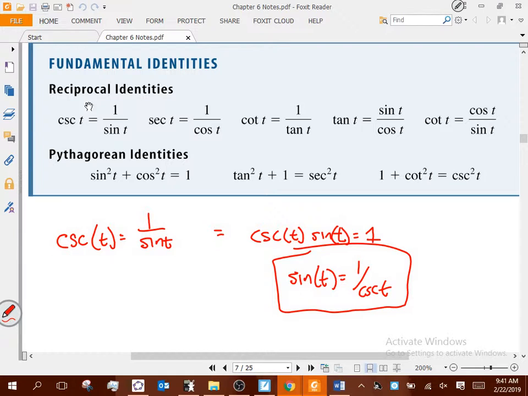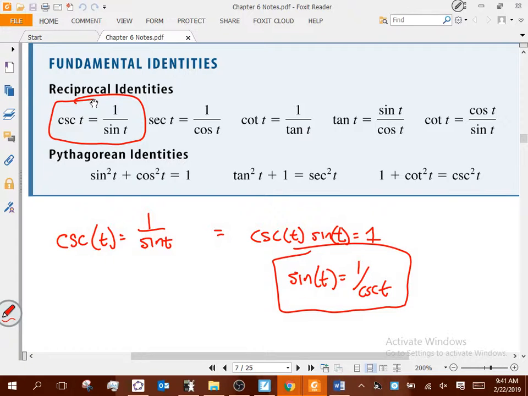So you see how they're kind of expressed differently. That one's solved for cosecant. The one on the bottom right is solved for sine, right? But they are reciprocals of one another. So 1 over sine is cosecant. 1 over cosecant is sine. Is that all right, everybody? And you can do that with all of those.